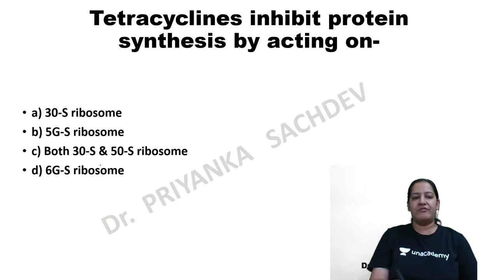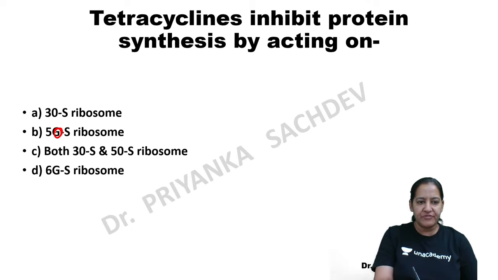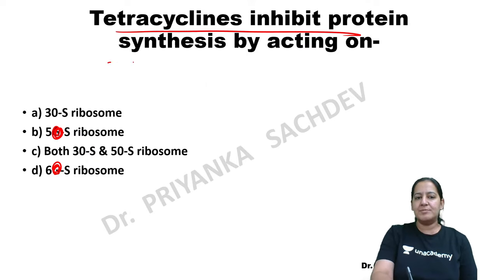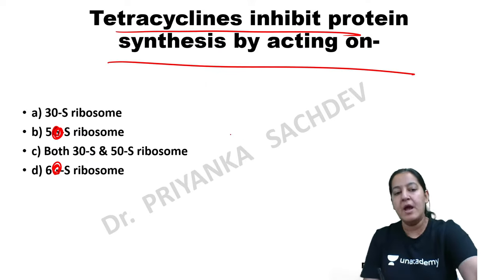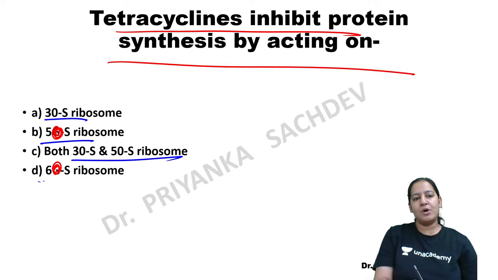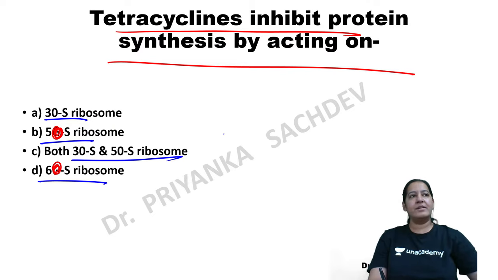The next question is in front of you. Okay, let me do the correction. It is 50S, not 5G. It is 50S and 60S, right? Tetracycline inhibits protein synthesis by acting on which portion of the ribosome? Tetracycline acts on 30S, 50S, both 30S and 50S, or 60S. What is your answer now?